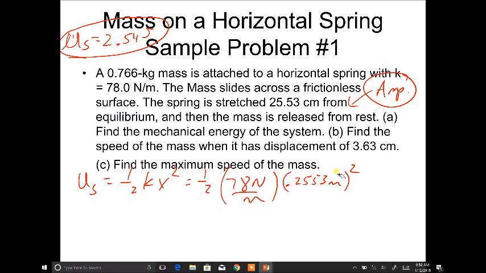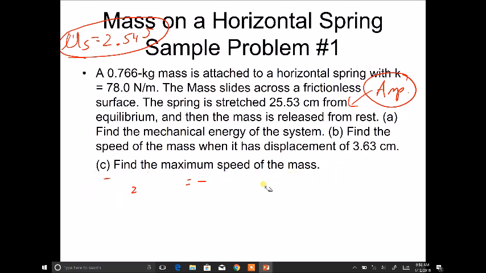All right, in part B, we want to find the speed of the mass when it has a displacement of 3.63 centimeters. So now it's moving back, let's say it's moving back toward the equilibrium position. Its maximum amplitude was 25.53 centimeters. But now it's closer to the equilibrium position, and it only has a displacement of 3.63. As it's moving from here toward here, a lot of that elastic potential energy is being converted into kinetic energy. And that kinetic energy is going to allow us to find the speed.